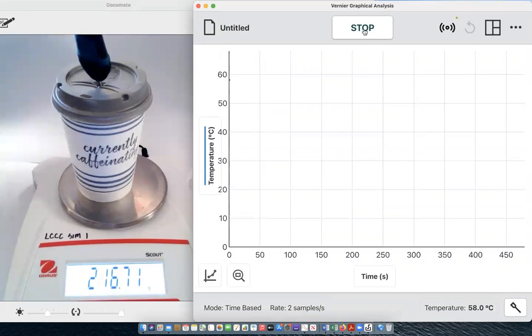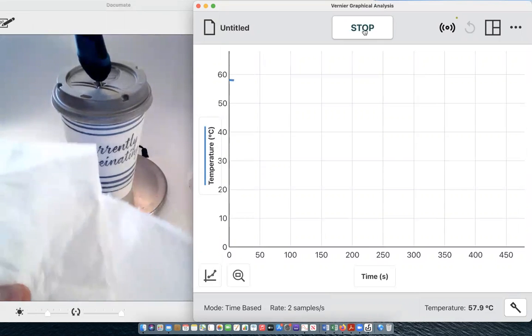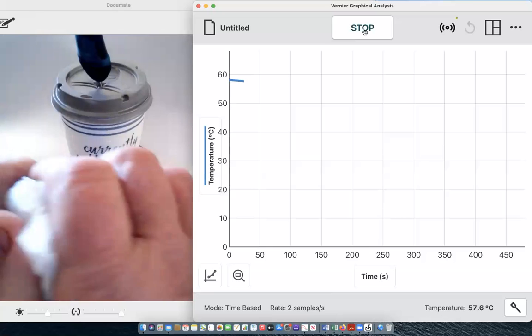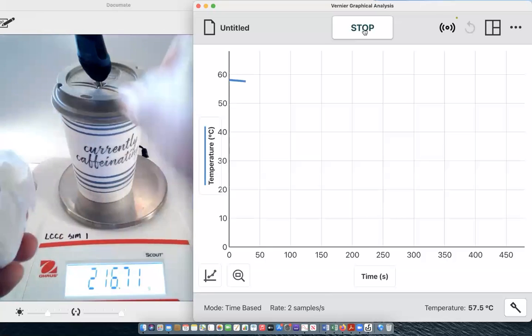I have some ice in another cup. What I'm going to do with that ice is I'm going to dry it off with some paper towels. And the reason why I want to dry it off with paper towels is I want to get primarily just the ice going in there, not a lot of the water that has already melted.